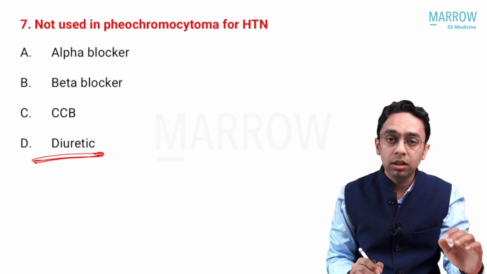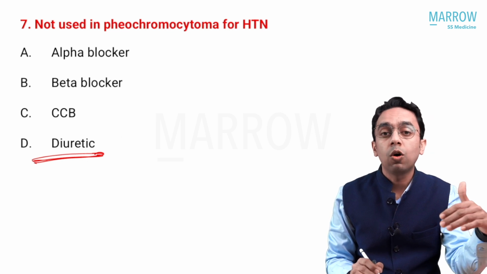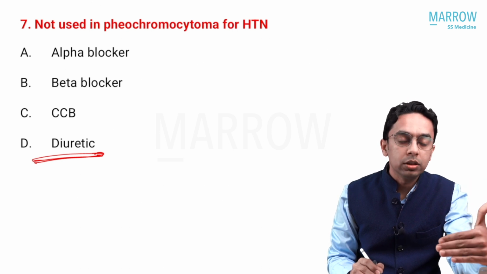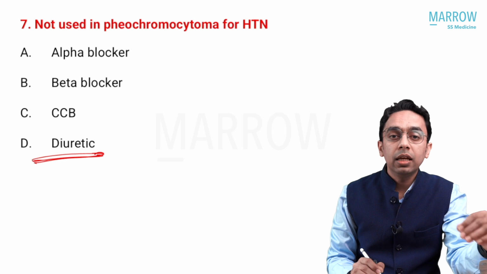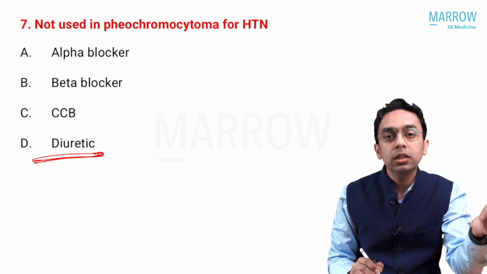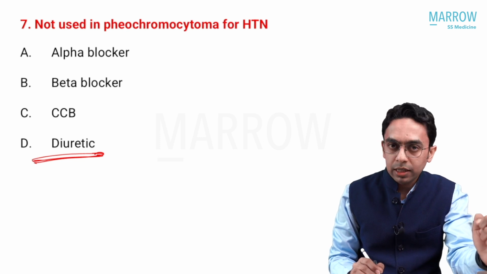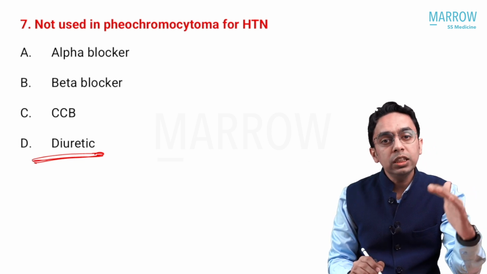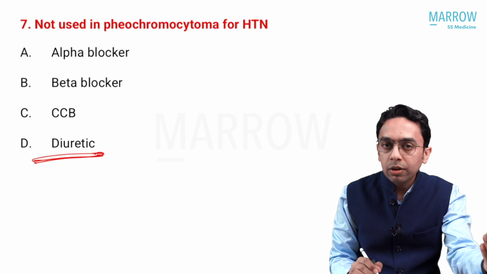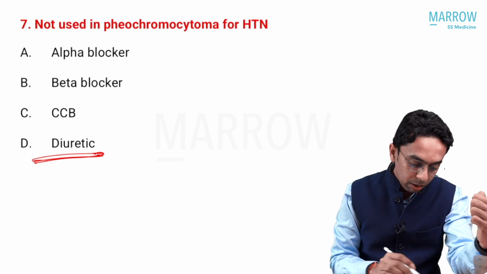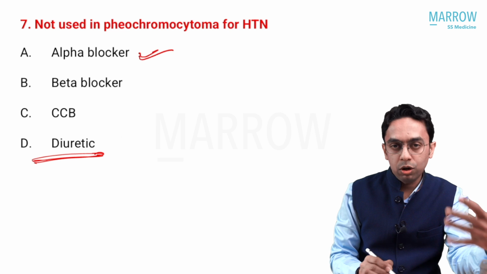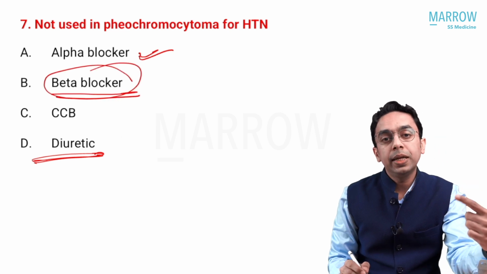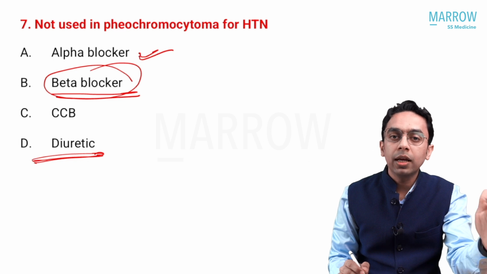Usually we don't give it in pheochromocytoma because they are already volume depleted. That is why they have orthostatic hypotension, right? Some of the patients may have, usually there is hypertension, but some of the patients can have orthostatic hypotension. That is because of the volume depletion. So in this volume depleted patient, you don't want to give diuretic. Okay, so coming to alpha blocker is obviously what we give. Beta blocker should not be given till the patient is adequately blocked by an alpha blocker.